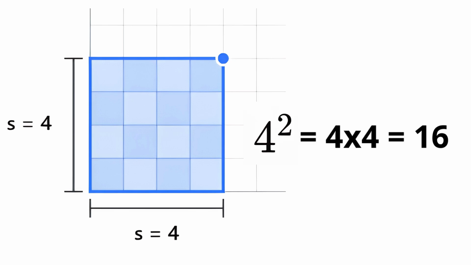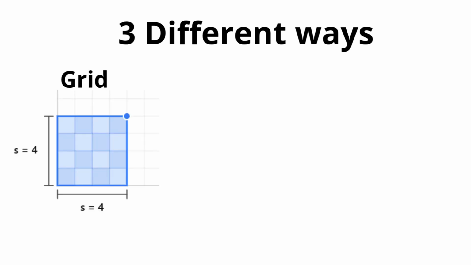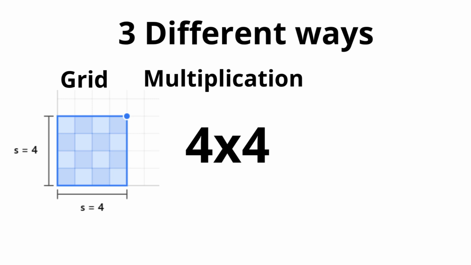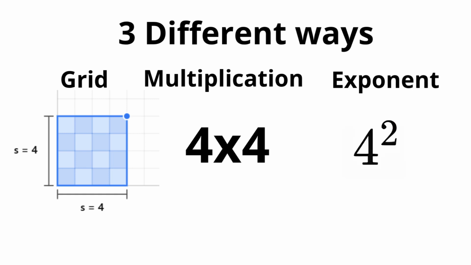Now, let's connect everything we have learned. We can represent a square number in 3 different but connected ways. First, we can see it as a square grid. In this example, the grid has 4 squares on each side. Second, we can represent it as a multiplication. 4 times 4 equals 16. And third, we can use an exponent. 4 squared equals 16. These are 3 different representations of the same mathematical idea.